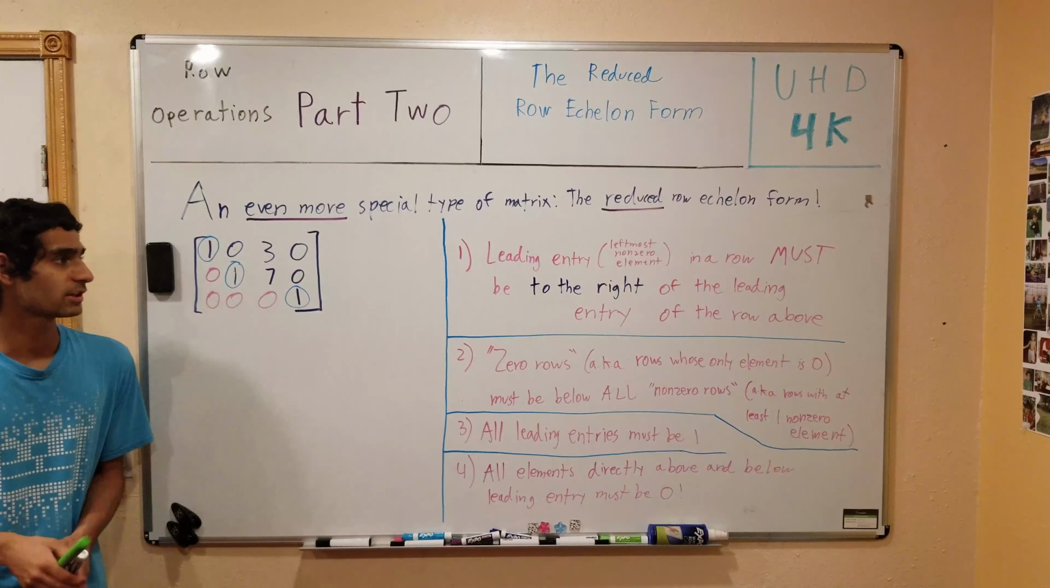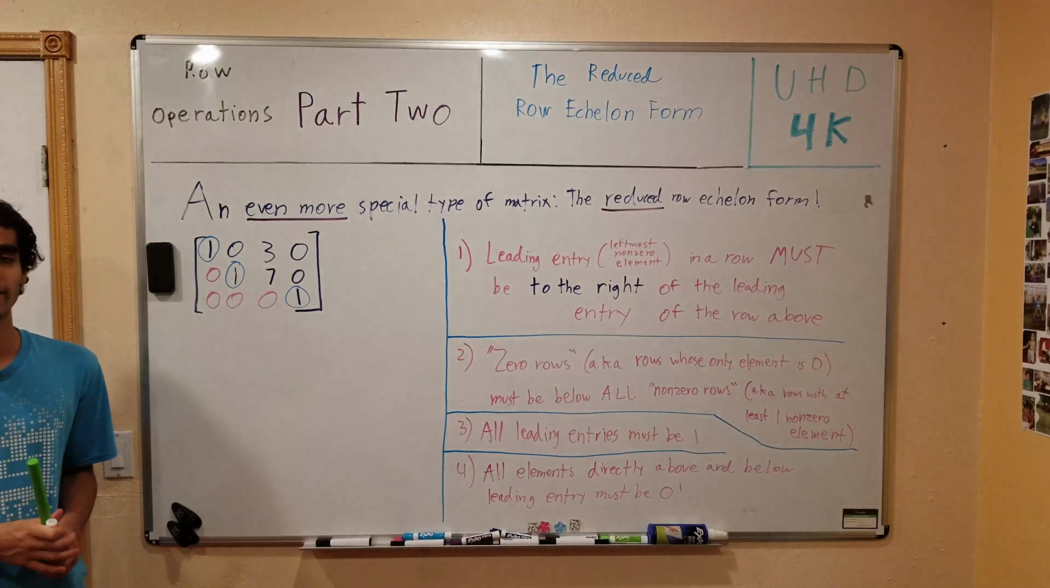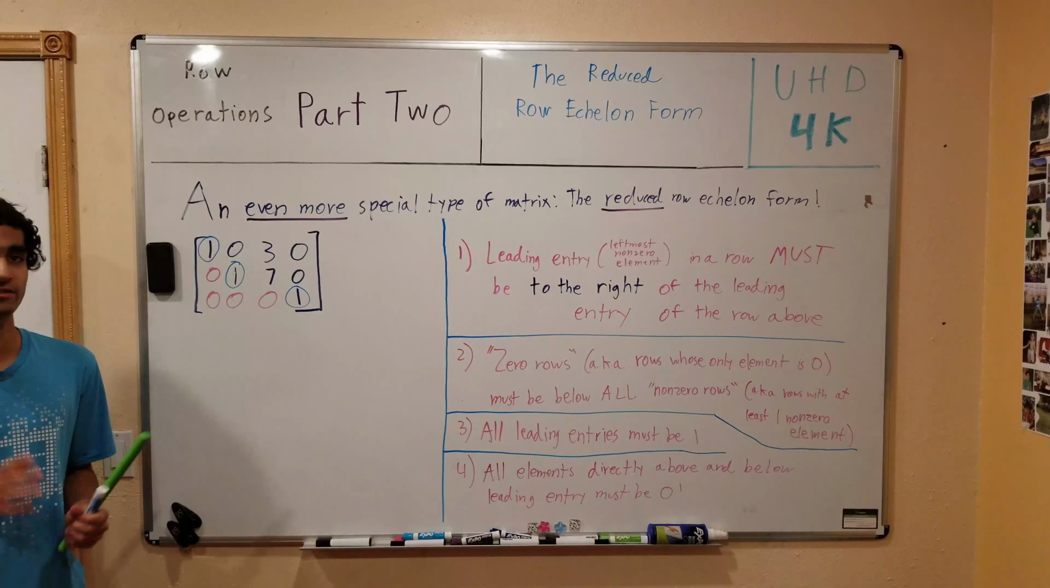So just to recap, the leading entries in a row must be to the right of the leading entries above it. Zero rows must be below all non-zero rows. Leading entries must all be 1. And finally, all elements directly above or below a leading entry must be 0.